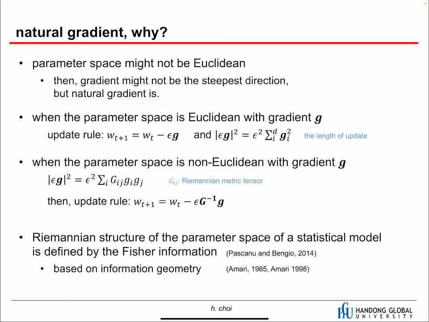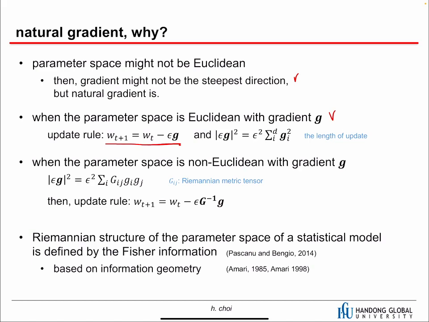Now we will talk about the natural gradient. The parameter space might not be Euclidean. That's the problem of the gradient method. The gradient might not be the steepest direction, but the natural gradient is the steepest direction. When the parameter space is Euclidean with gradient g, the update rule looks like this. I think this is already familiar to all of you.